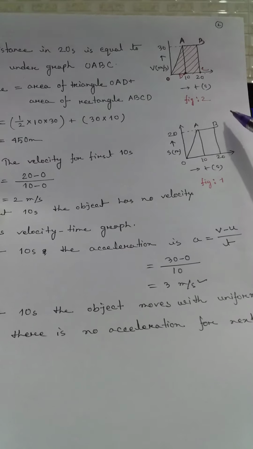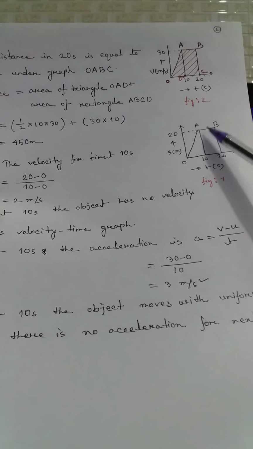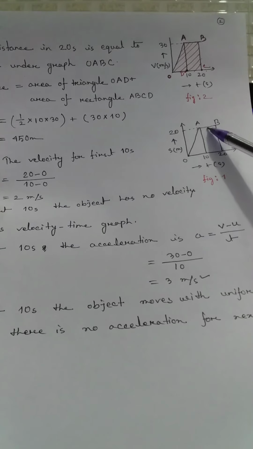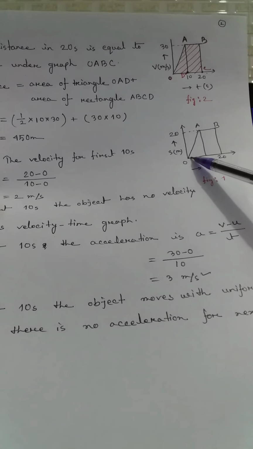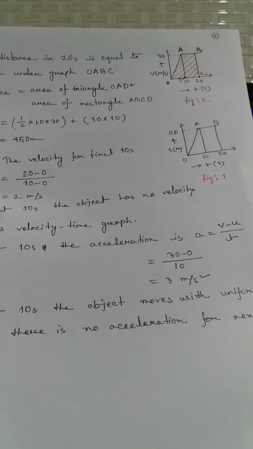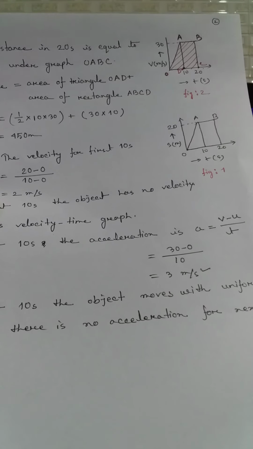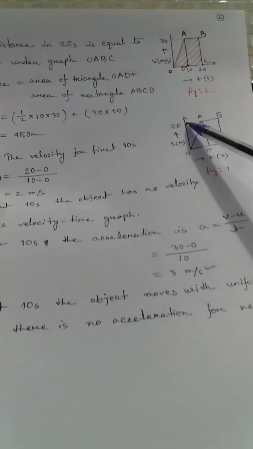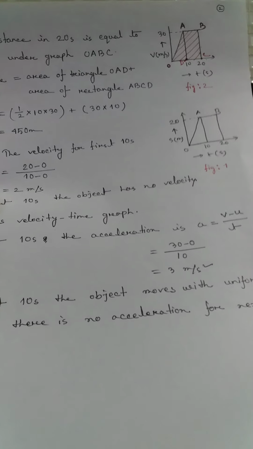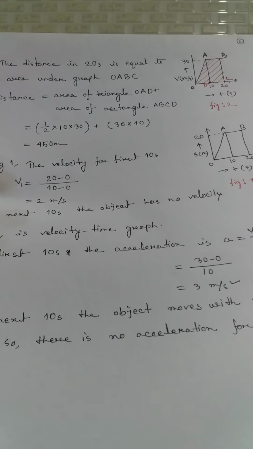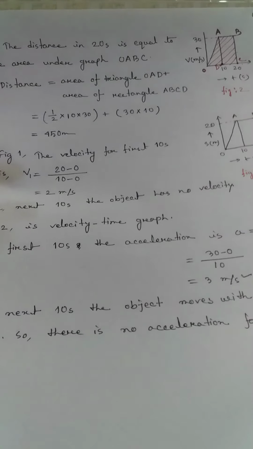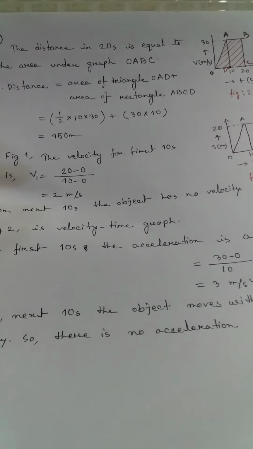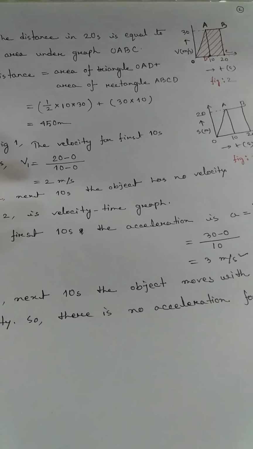But if we observe the graph, we can see that for the next 10 seconds this is a line parallel to the x-axis. So we can say that the object has no velocity here. The distance is still continuing at 20 meter, so the object has no velocity. So for the first 10 seconds our velocity was 2 meter per second, and for the remaining 10 seconds there is no velocity. That's all about the first figure.